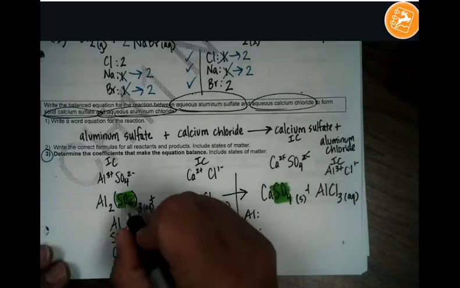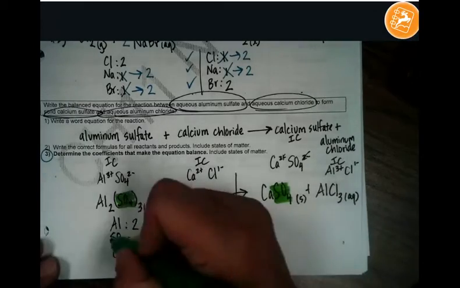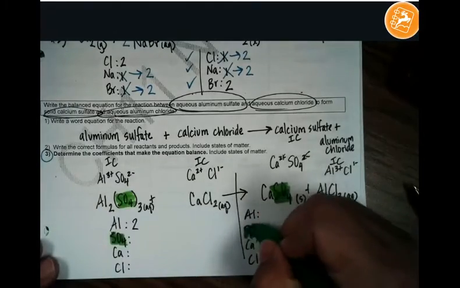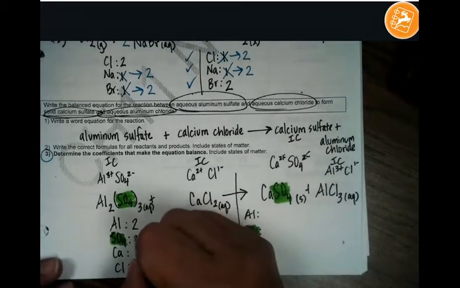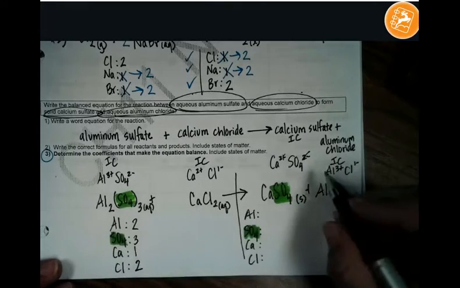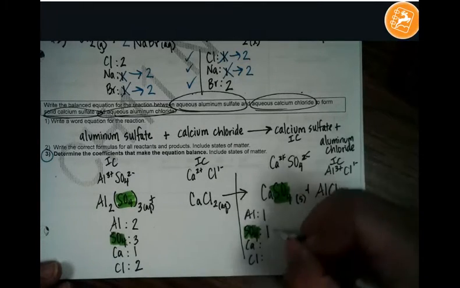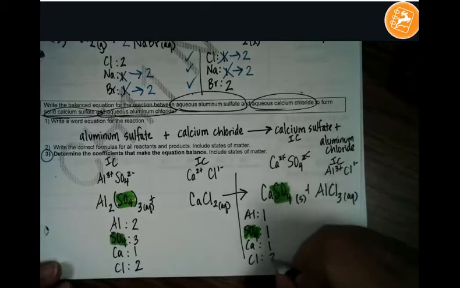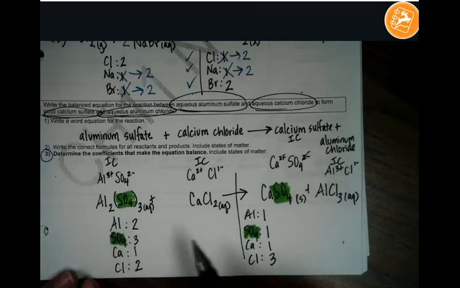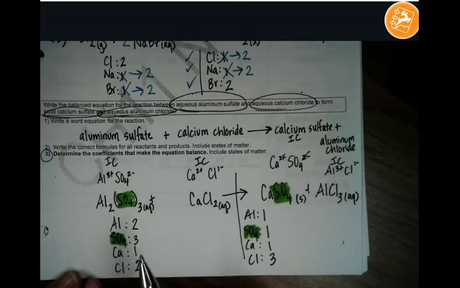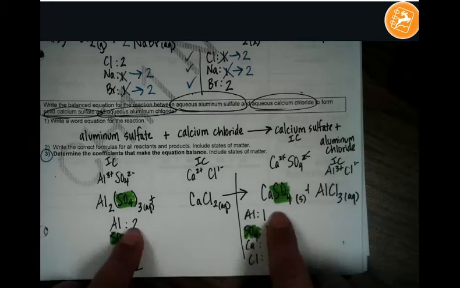Al, there's 2, SO4, remember it's that whole group. This has 3. Ca is 1, Cl 2. Over here, Al is 1, SO4 1, Ca 1, Cl 3. So now I see that my Al is not balanced, my SO4, and then my Cl. My Cas are. So I could just start with the Al, right? So there's 2 here, 1 here.